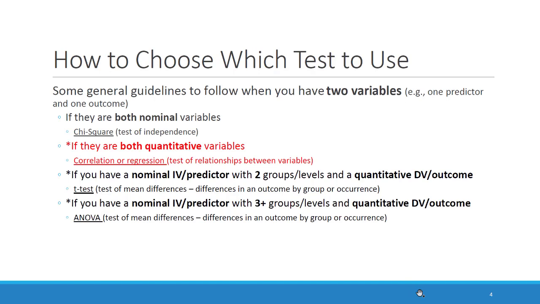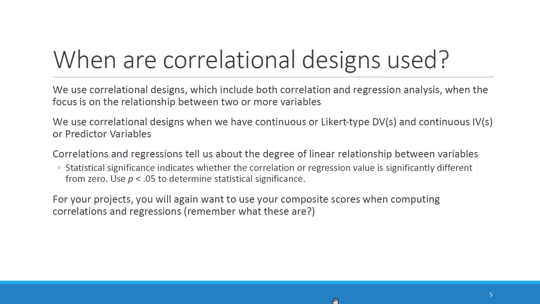In our last video, we went over the guidelines of how to choose which statistical test to use. We're not going to cover them again today, but I wanted to include this to point out where we are in terms of our statistical tests that we're focusing on today. So if you have two quantitative variables, both your predictor and your outcome are quantitative, then you can use a correlation test, and that's what we're covering.